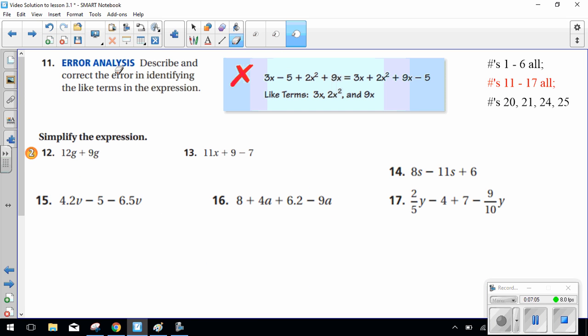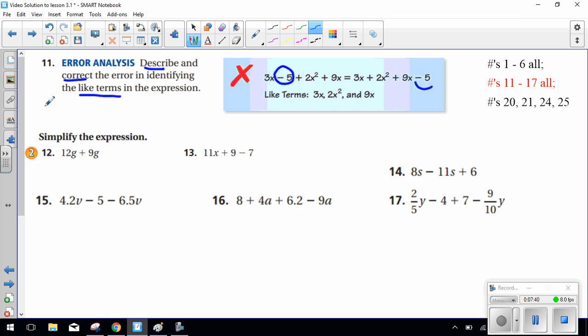Okay, number 11. Describe and correct the error in identifying the like terms in the expression. So 3x minus 5 plus 2x squared plus 9x is equal to 3x plus 2x squared plus 9 minus 5. So it looks like they just took this minus 5 and moved it to the end. So the like terms, 3x, 2x squared, and 9x.